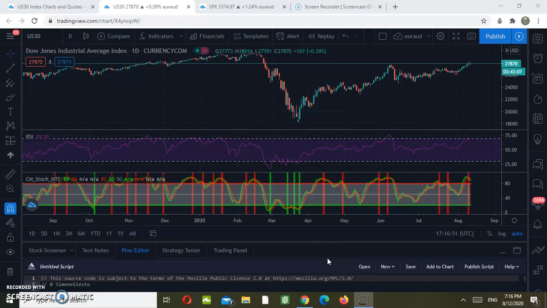Today we will be analyzing two indexes, the Dow Jones Industrial Average Index and the S&P 500.